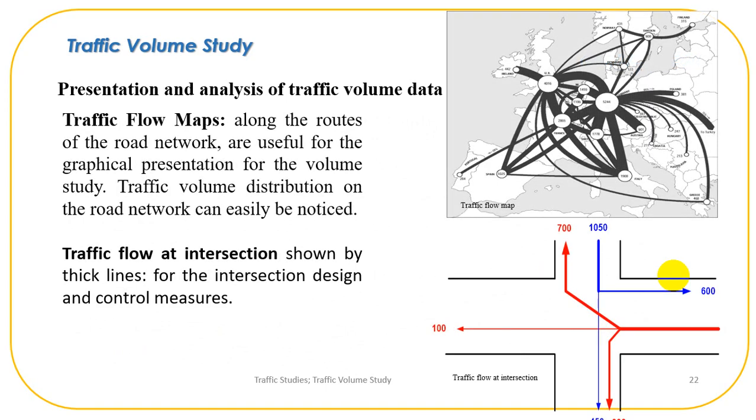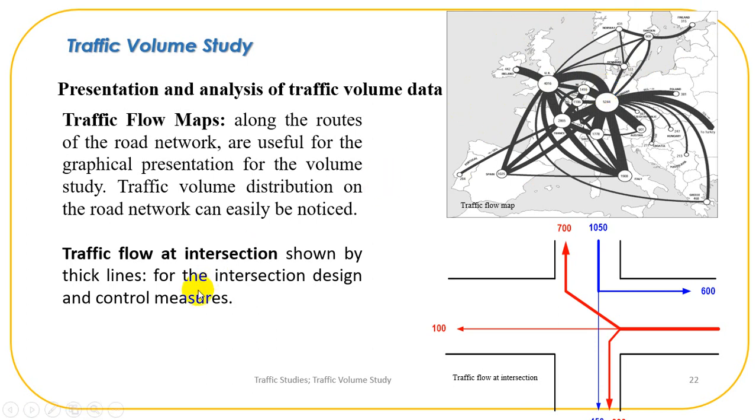Traffic flow map. Along the routes of the road networks, it is useful for the graphical representation of the traffic volume study. Traffic volume distribution on the road can be easily noticed. That is, the thickness of the line from the origin to the destination shows the volume of the traffic flowing through that section of road. Higher the thickness of line, higher the volume of traffic flowing in that section.